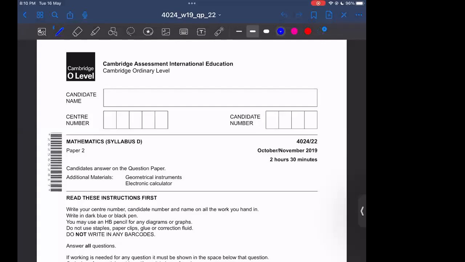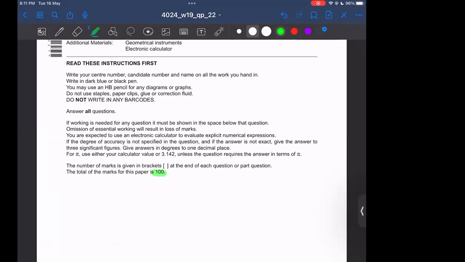Okay, in today's class, we are going to do paper two of October-November 2019. It is paper two, variant two. Paper two is of 2 hours 30 minutes, and the total marks for paper two is 100 marks. Okay, starting from question one.